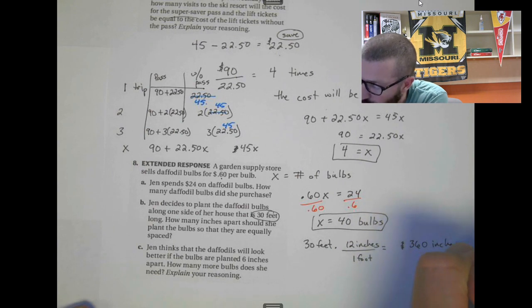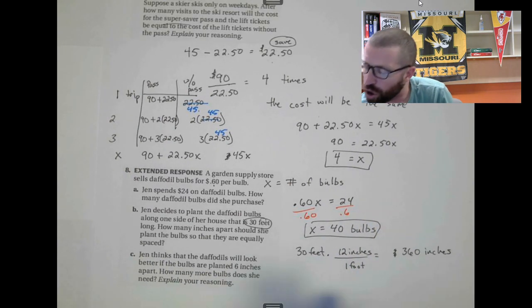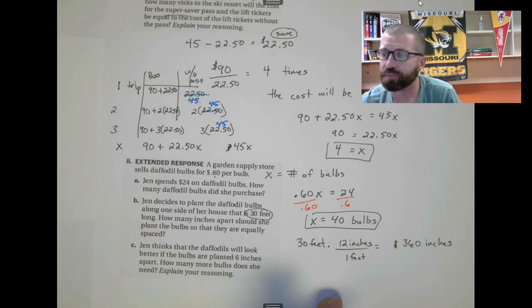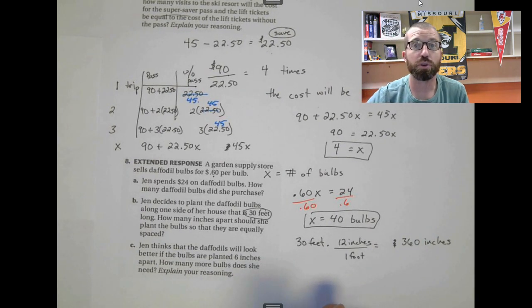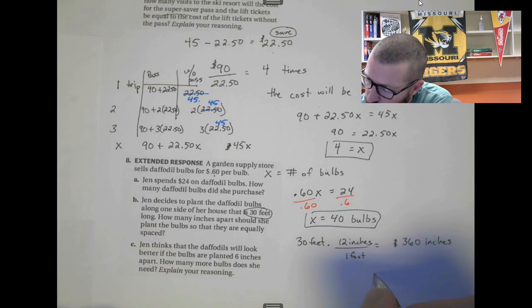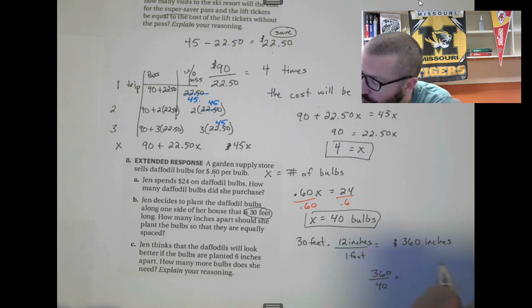So we have 360 inches on one side of our house. And you want to equally space these 40 bulbs. So to equally space those inches out 40 times, you would divide. So 360 divided by 40 is 9 inches.